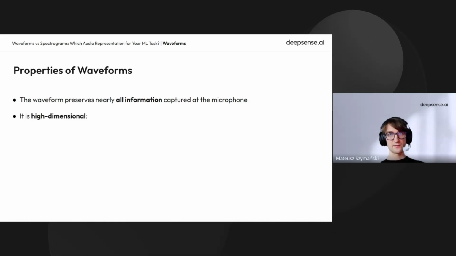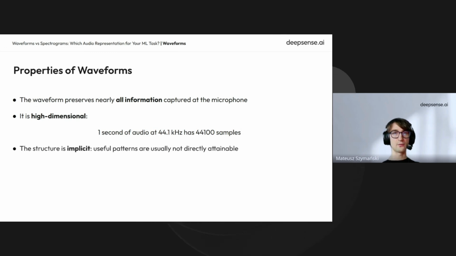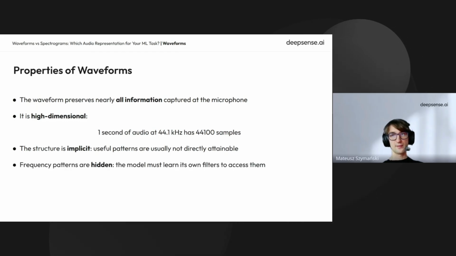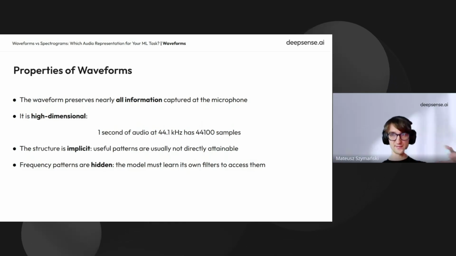For the same reason, it's high dimensional, and 1 second of audio at the standard sampling frequency has more than 40,000 points. So you can imagine it grows quite fast with the length of audio. However, the useful patterns are not immediately attainable for the model, and the frequency patterns are mostly hidden. We cannot look at the graph and see what the frequencies look like just by looking at the graph itself. So the model needs to learn its own filter to access this information.